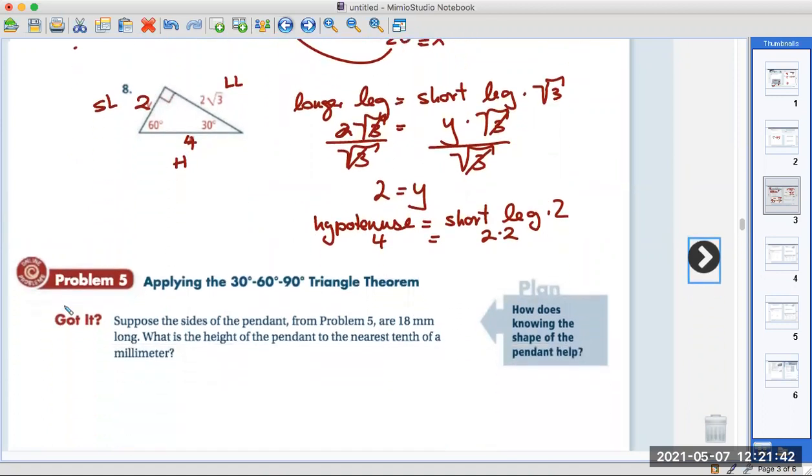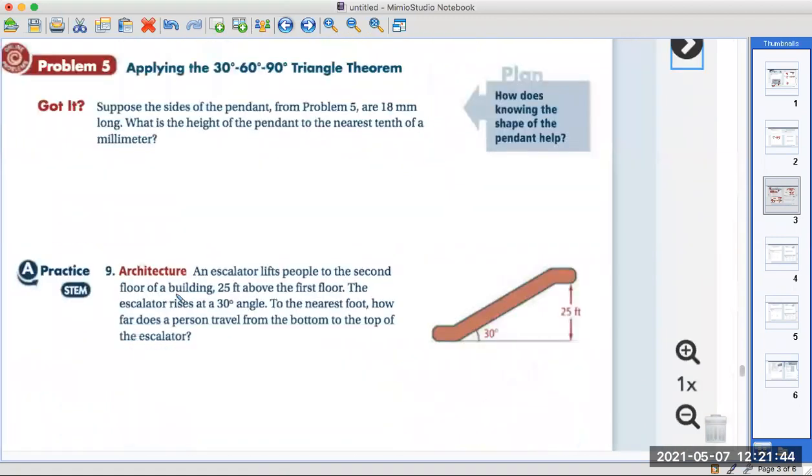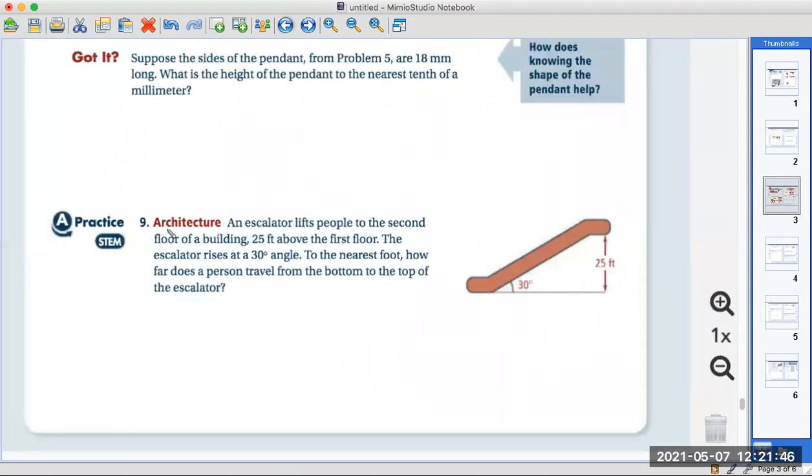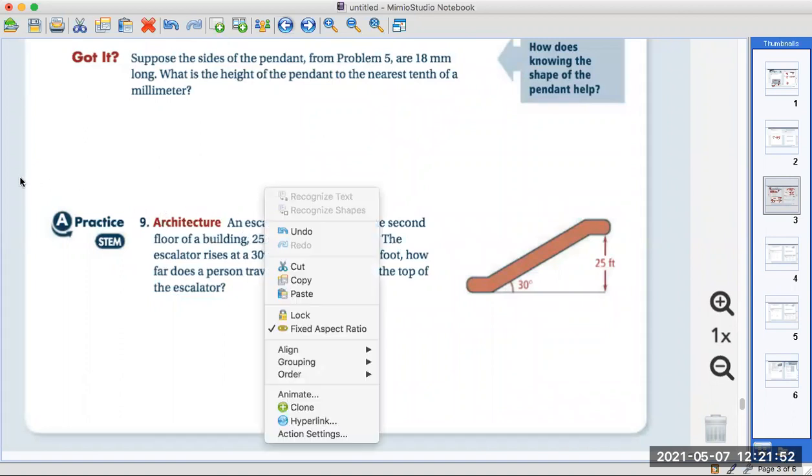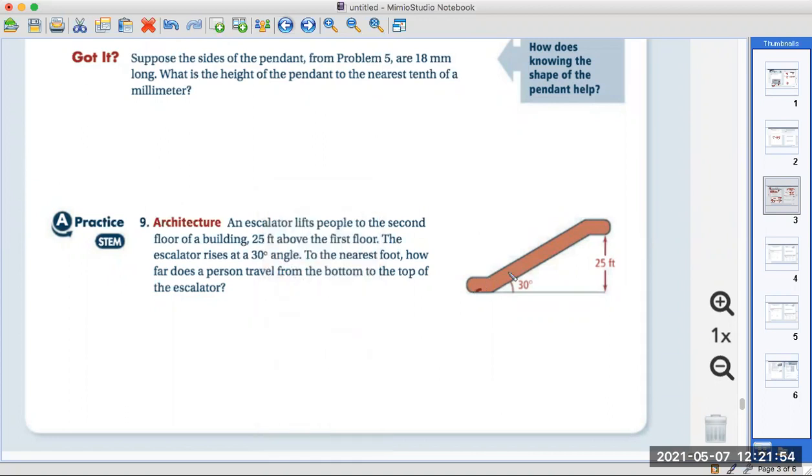So an application of this theorem is right here in number 9, architecture. An escalator lifts people to the second floor of a building. So there's your escalator, and 25 feet above the first floor. If you ever have a word problem that doesn't have a sketch, you draw yourself one, make a right triangle. It's all about right triangles.